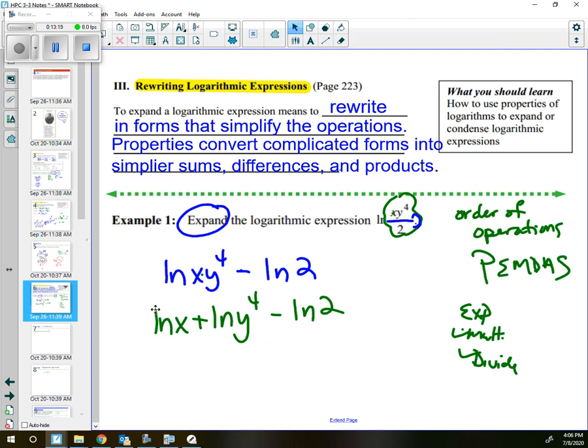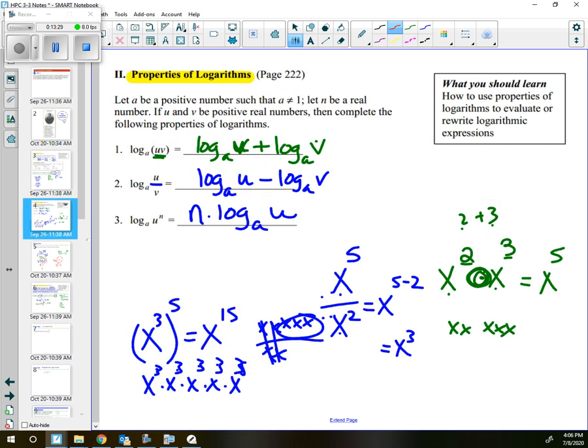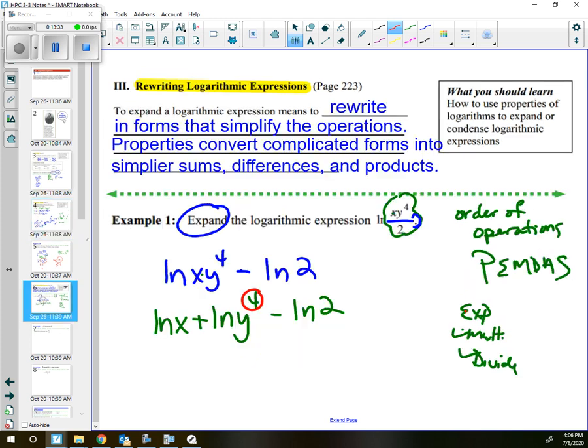All right, so I dealt with the multiplication. Now the exponent. So I need to deal with my exponent. I'm going to look at this 4th, that y to the 4th. Where else can that be? That's the power to a power property, the last one, number 3. It can be up front as a product. So power to a power, you multiply. So this would be natural log of x plus 4 times the natural log of y minus the natural log of 2.